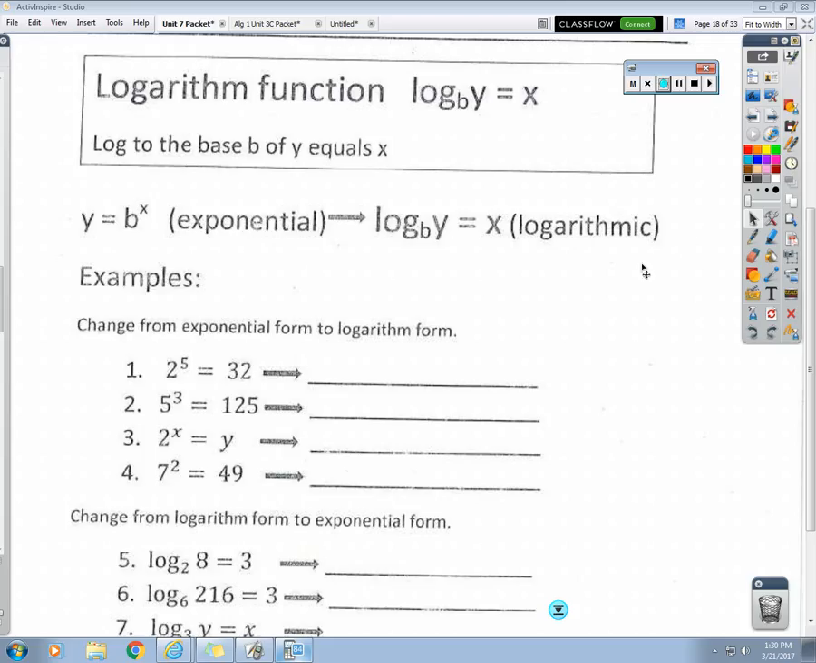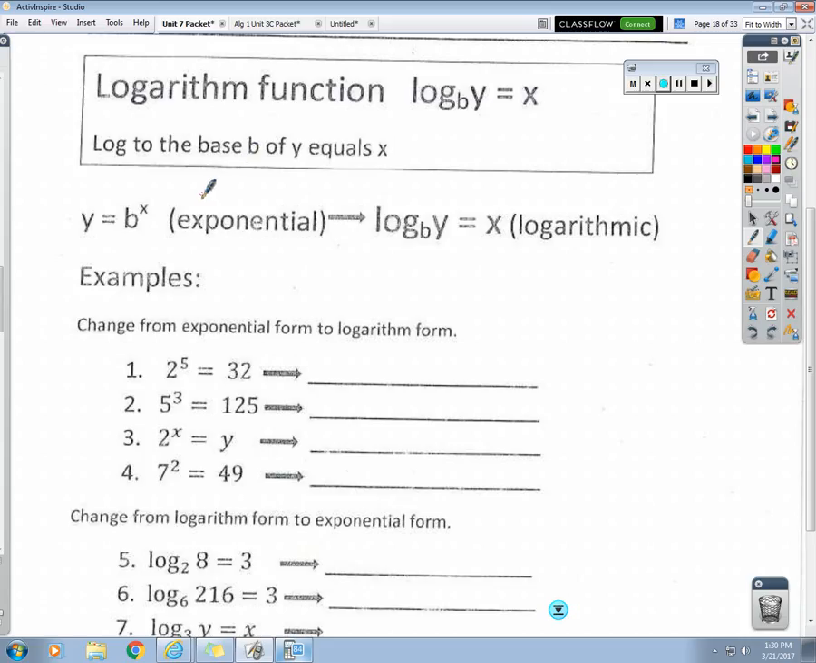Attention. Today the first thing that we're going to learn, in a few minutes, is how to rewrite exponential functions into logarithmic functions and vice versa. Okay, what I'm about to do is pretty easy. You just have to pay attention, because if you don't pay attention, it'll be like a foreign language. If you pay attention, it'll be easy.